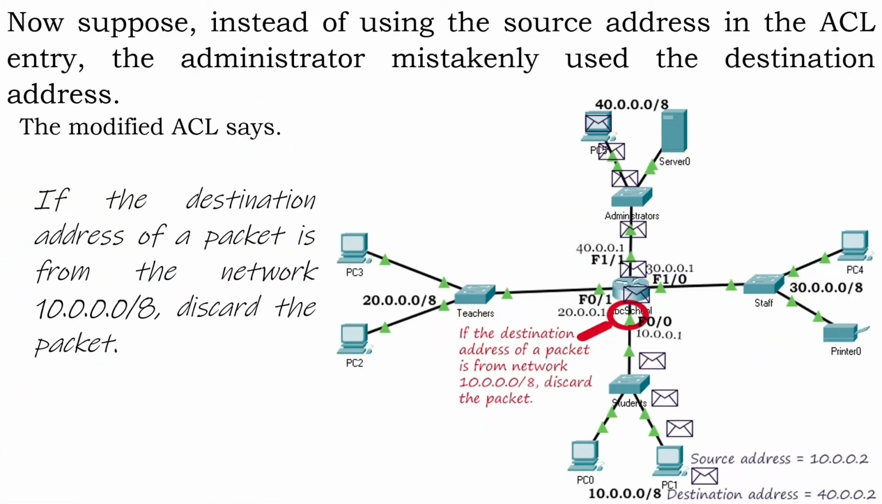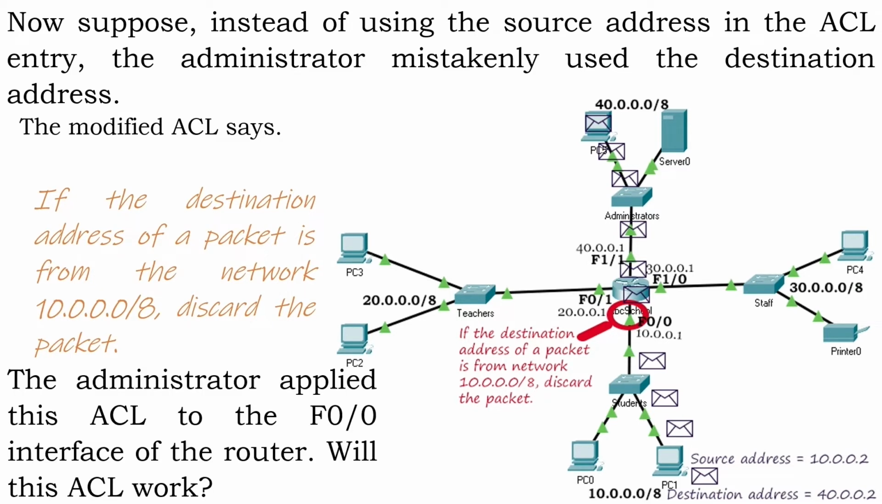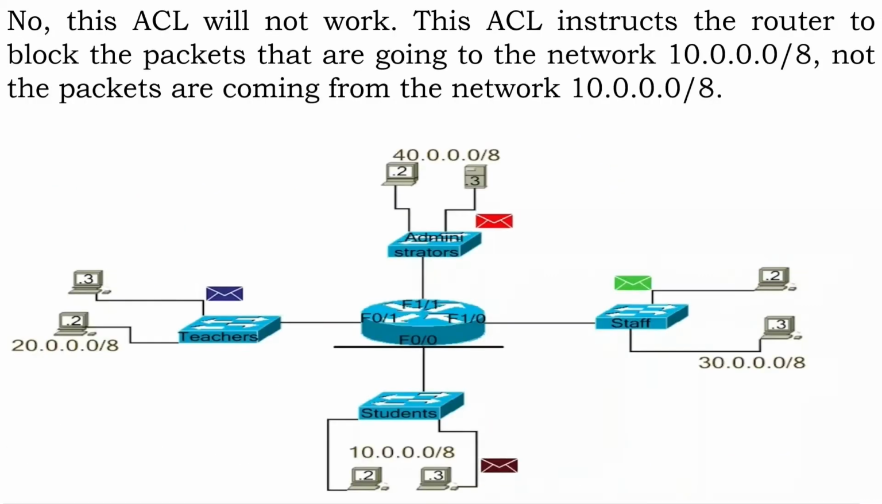Now suppose, instead of using the source address in the ACL entry, the administrator mistakenly used the destination address. The modified ACL says, if the destination address of a packet is from the network 10.0.0.0/8, discard the packet. The administrator applied this ACL to the F0/0 interface of the router. Will this ACL work? No, this ACL will not work.